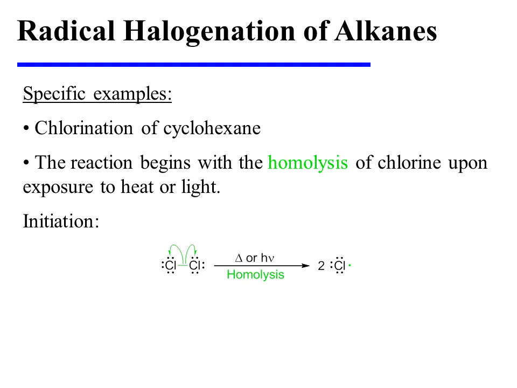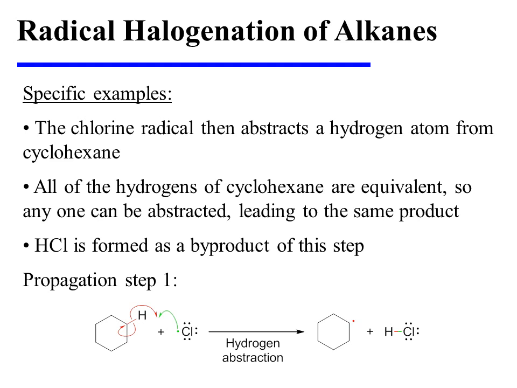In this specific example, cyclohexane will be chlorinated. The reaction begins with the homolysis, or the even cleavage, of the chlorine-chlorine bond when it is exposed to heat or light. The chlorine radical then abstracts a hydrogen atom from cyclohexane. All of the hydrogen atoms of cyclohexane are equivalent, so any one can be abstracted, leading to the same reaction product. Hydrochloric acid is formed as a byproduct of propagation step 1.